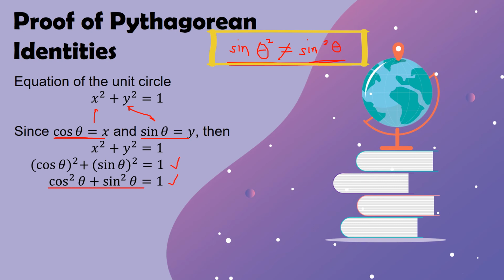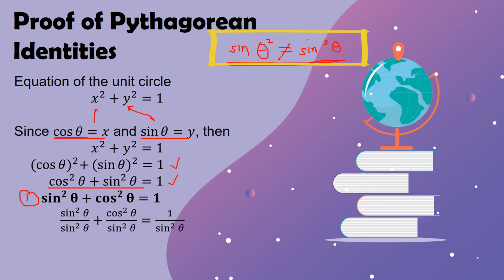Pagbabalik na rin lang natin si sine at cosine. So we have sine squared theta plus cosine squared theta equals 1. This is because we have the commutative property. Basta addition, pwede mong pagbalik-balikin yung order niyan. So this is now our first Pythagorean identity. Now, para makuha natin yung pangalawa, we simply divide both sides by sine squared theta.